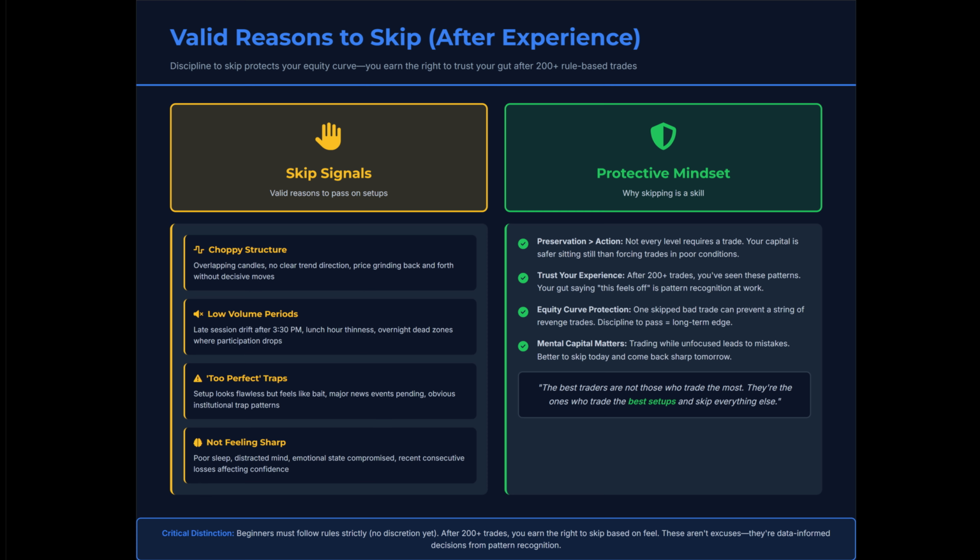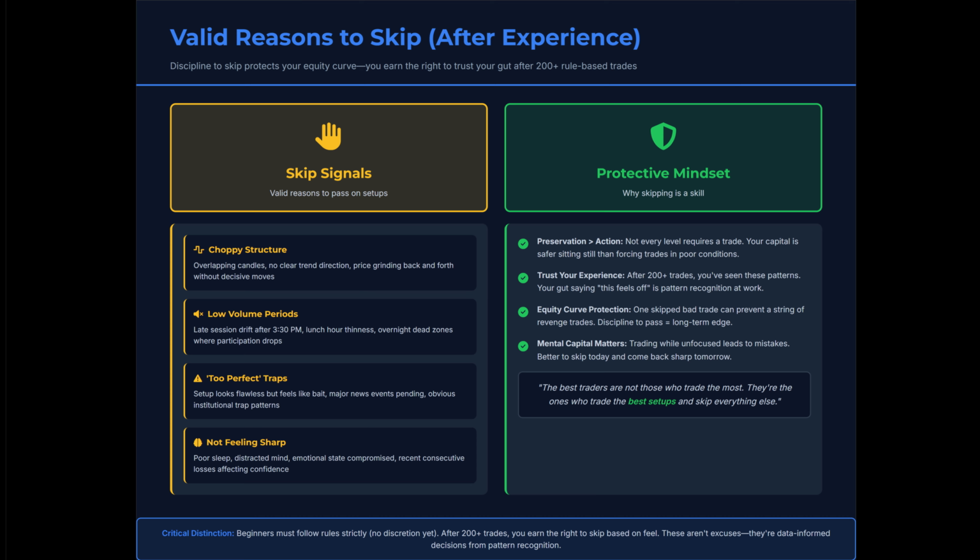Preservation greater than action means your default position is cash. You only deploy capital when the setup meets your criteria and you're in peak state to execute. Every other moment, your capital sits safe. This mindset protects your equity curve from the death by 1,000 cuts that comes from forcing trades.